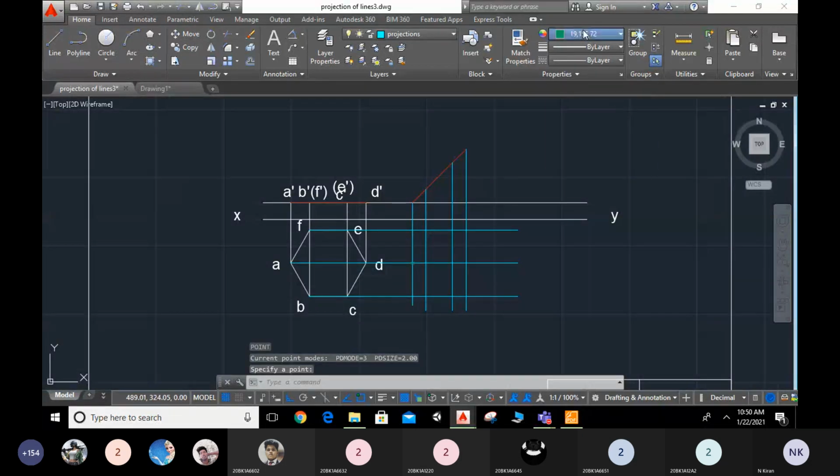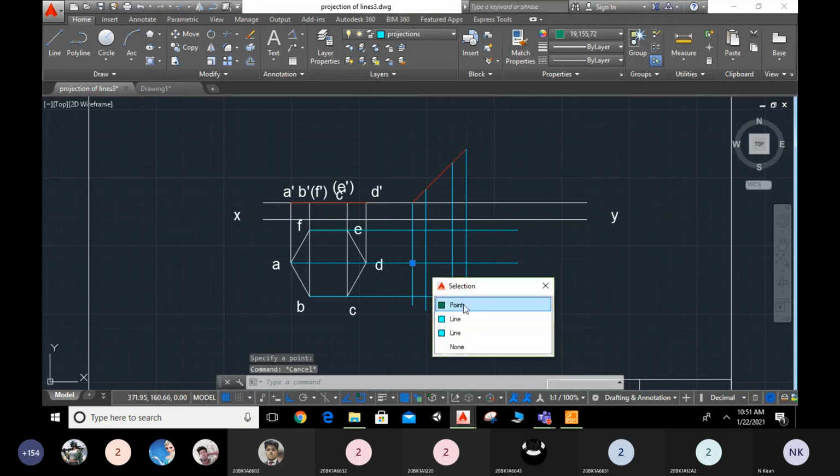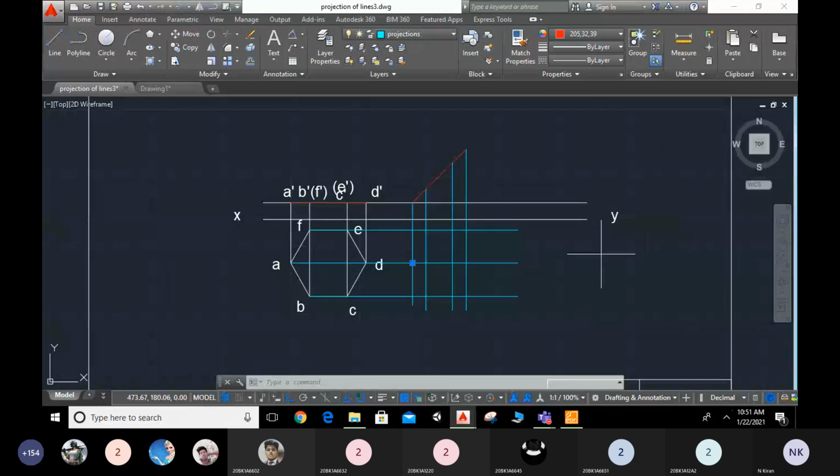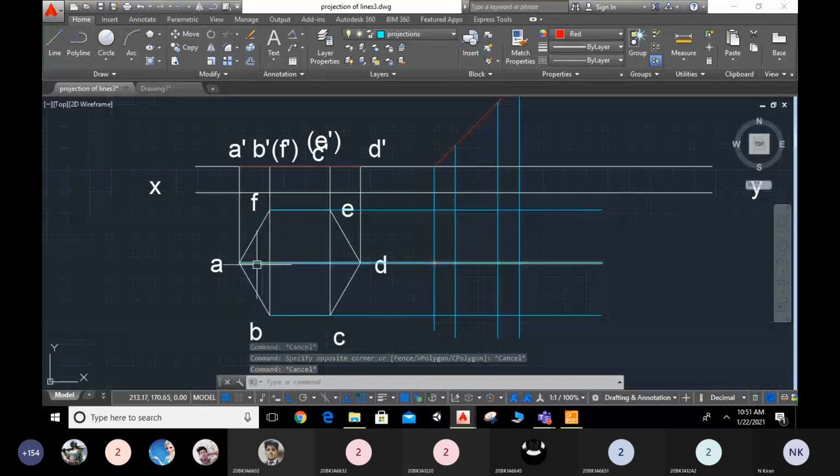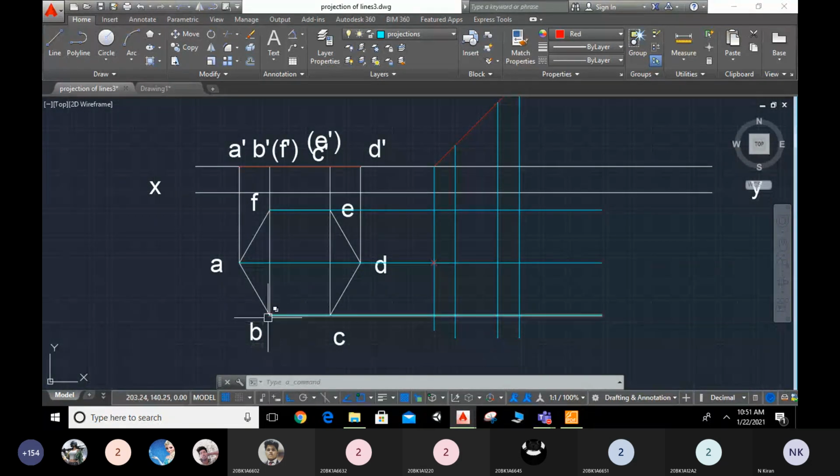It's not visible. Okay, I will change the color. Let me take red color. I will change the point into red color. Is the point visible? Yeah, it is visible. This is A and A dash, and if you consider here B, and this is the B point, you can get this B point here. Is it right?